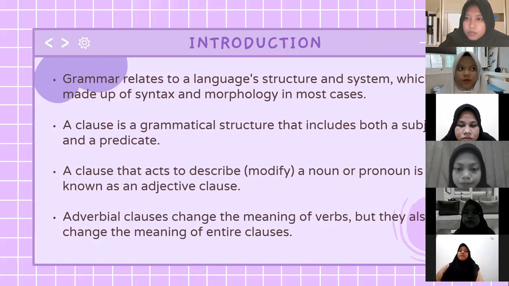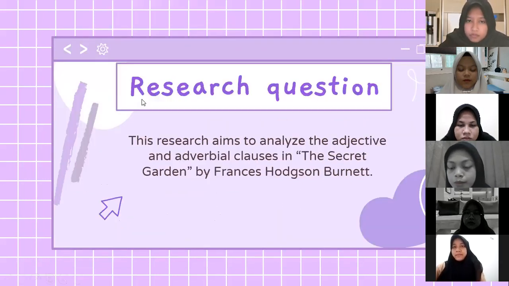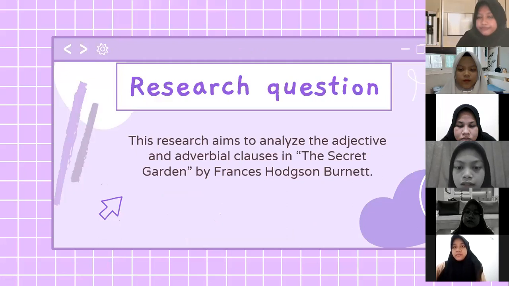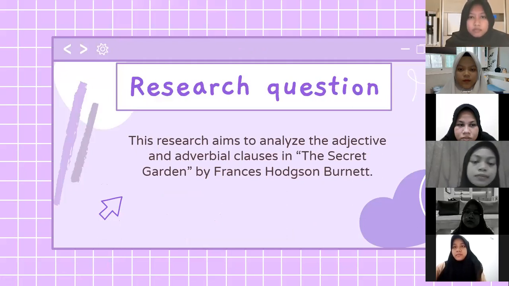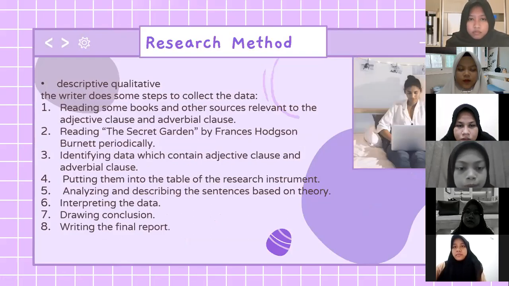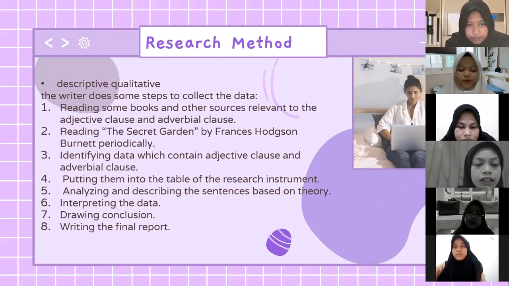Next. This research aimed to analyze the adjective and adverbial clauses in The Secret Garden by Frances Hodgson Burnett. The method: this research used descriptive qualitative research, and the writer took some steps to collect the data.